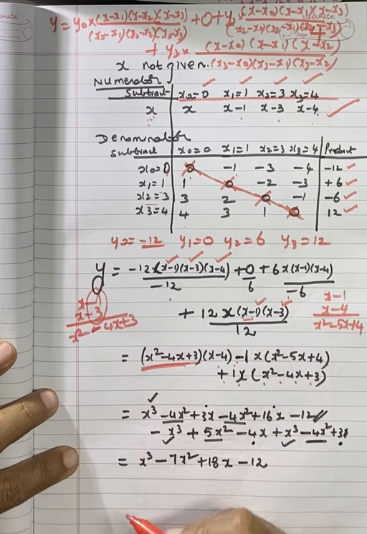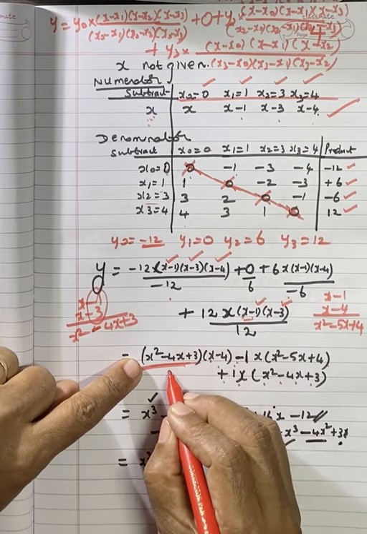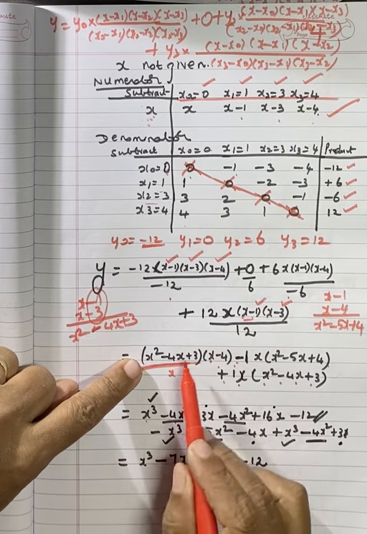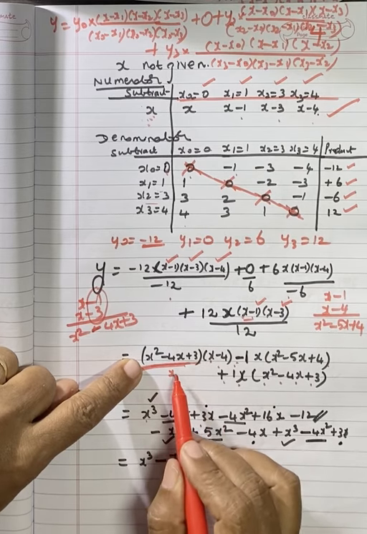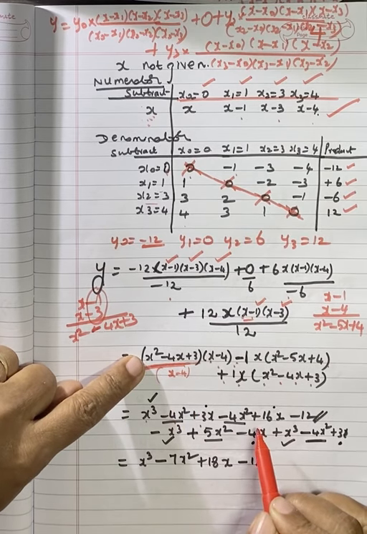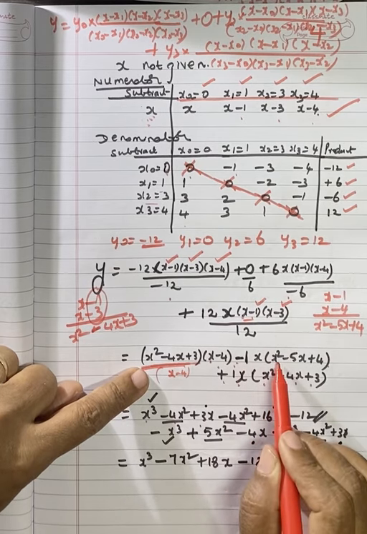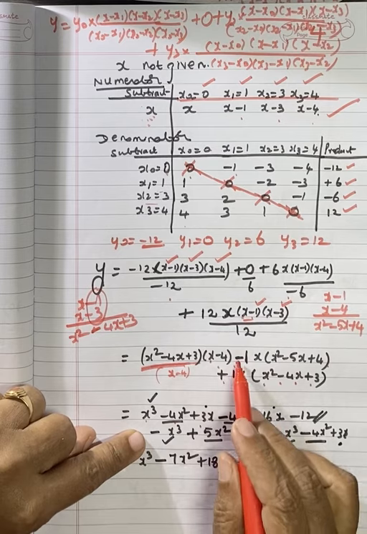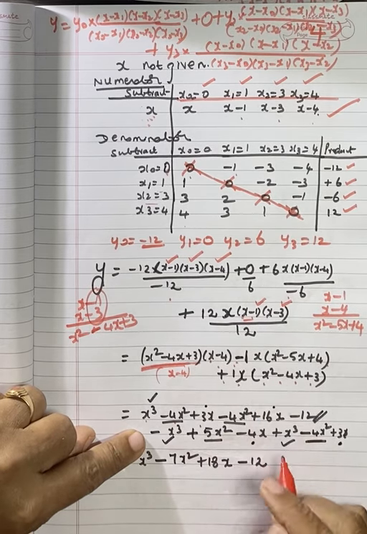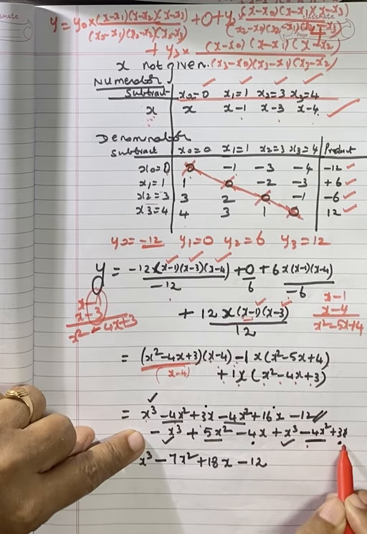Now one more line is there. I have to multiply these 3 with the x first. Multiply with x. Tell me the answer. X cube minus 4x square plus 3x. Now multiply with minus 4. Minus 4x square plus 16x minus 12. Multiply with minus x. Minus x cube plus 5x square minus 4x. Multiply with plus x. Answer is x cube minus 4x square plus 3x.